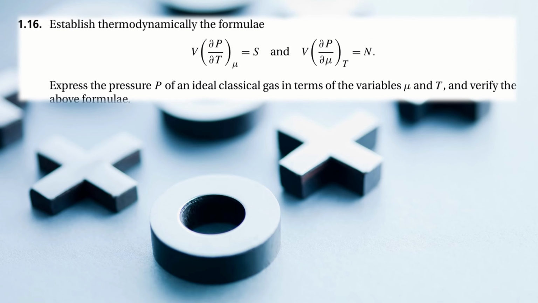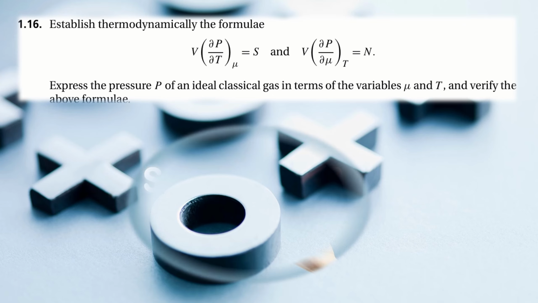Today I'll solve problem 1.16 of Pathria, and this is the last problem of chapter 1. Let's read the problem. Establish thermodynamically the formulae that are given here. Express the pressure P of an ideal classical gas in terms of the variables mu and T and verify the above formula. In problem 1.9 I have already shown this type of relation, and there we used the Euler identity. In spite of P, there was entropy S. You can see that. Okay, let's see the solution.